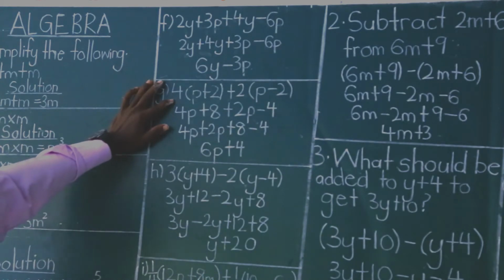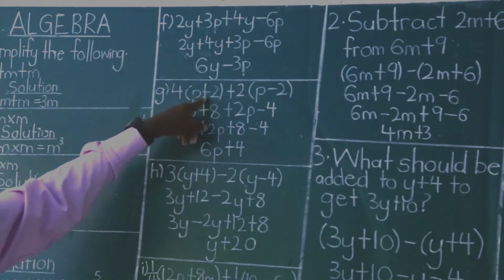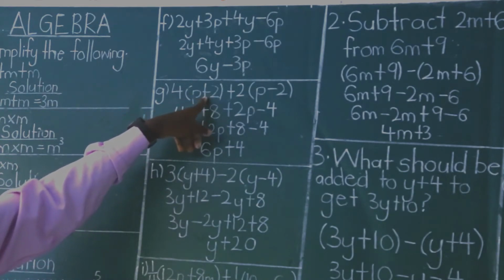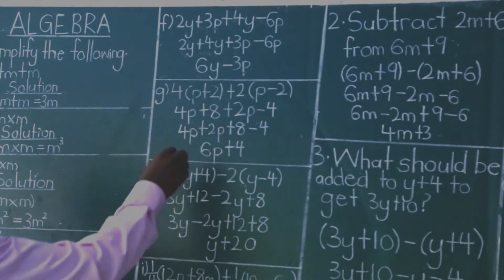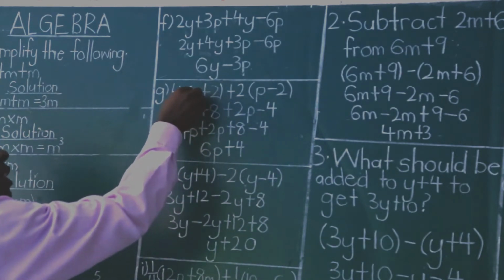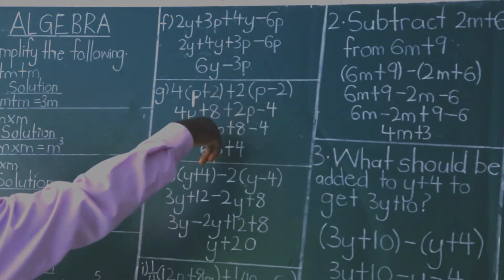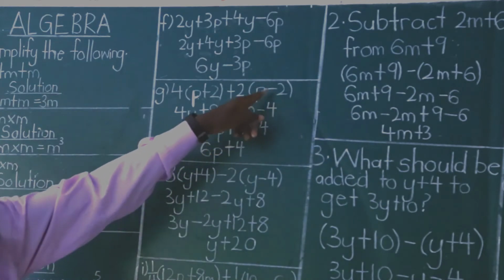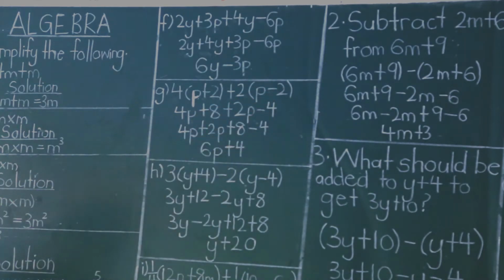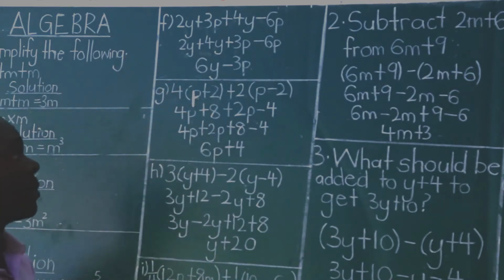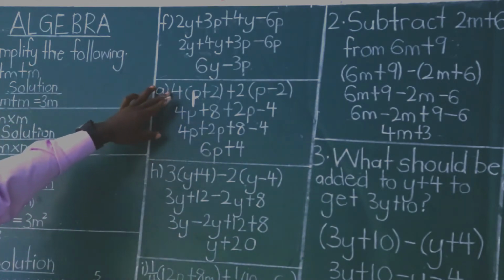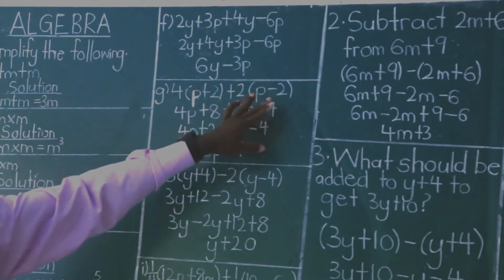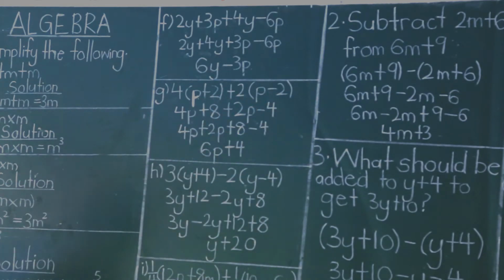When a positive is opening the brackets, all the signs inside the brackets are maintained. I repeat, when a positive is opening the brackets, all the signs inside the brackets are maintained. So this plus will make a plus as we open, so will the minus remain. So a positive outside the brackets maintains every sign inside the brackets, whereas if the opener is a negative, all the signs inside the brackets change. That one must be taken into account before the opening of the brackets.